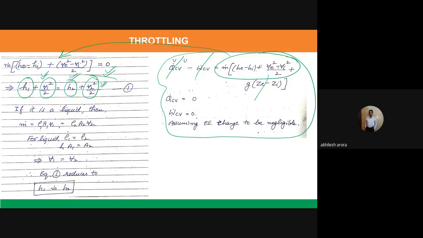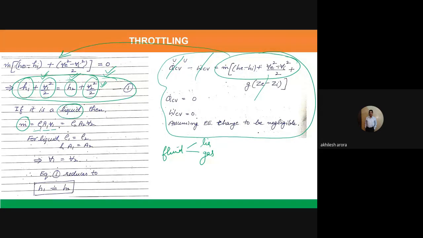Now let us talk a bit more about it. We talked about the fluid, and I said the fluid could be either liquid or gas. So first of all, I'm considering that the fluid which is flowing is a liquid. Then what will happen? I can calculate the value of the mass flow rate here. The mass flow rate is given by rho 1 A1 V1, and that should be equal to rho 2 A2 V2.